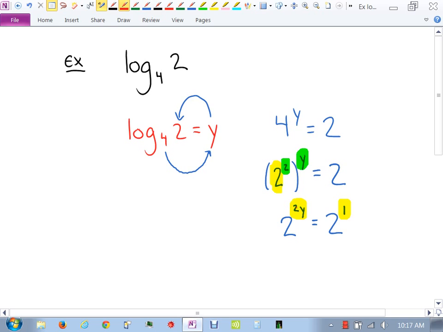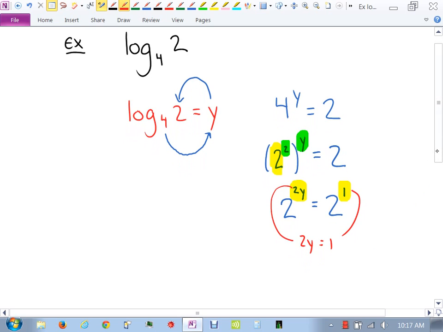Forget the 2's down here anymore. This tells me that 2y must equal what? Can you solve that for y? Divide both sides by 2, and you get 1/2. So y is 1/2, which is what we wanted.